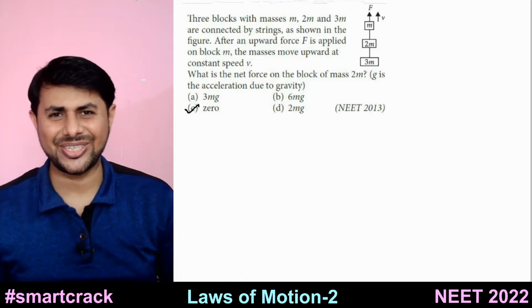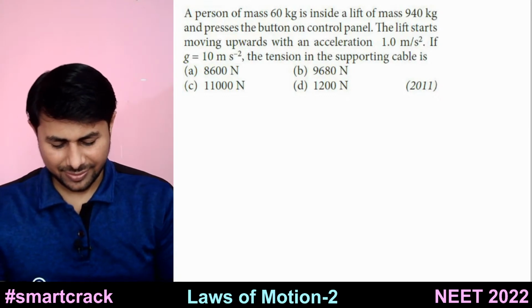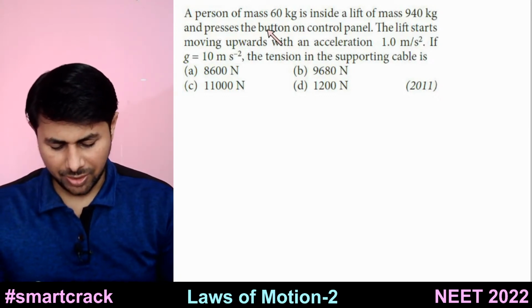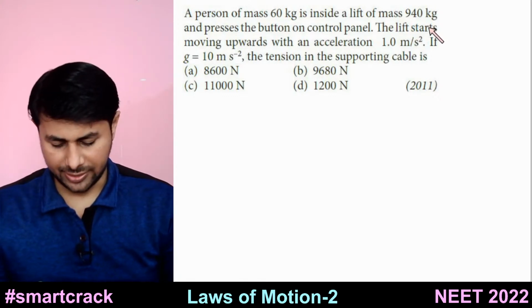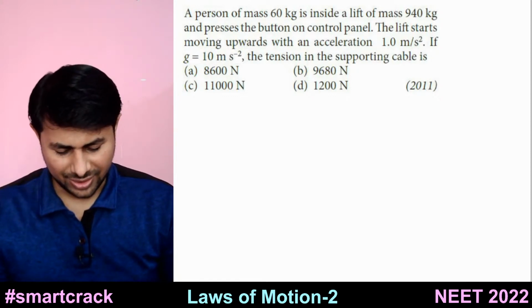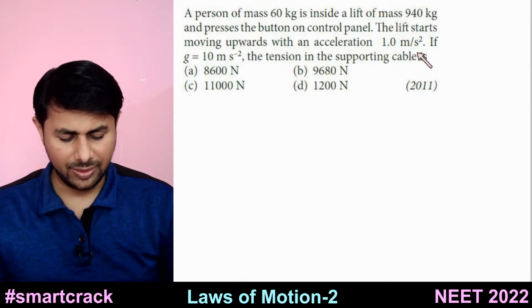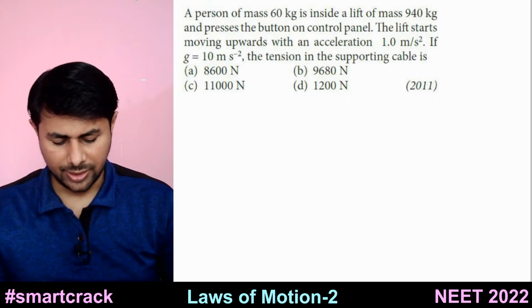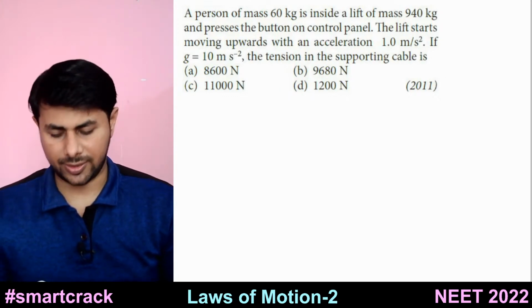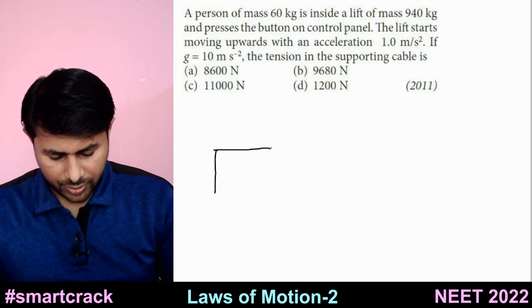So this type of question should be asked, right? Okay, let's move on to the next problem. A person of mass 60 kg is inside a lift of mass 940 kg and presses a button on the control panel. The lift starts moving upwards with acceleration 1 meter per second squared. Take g equals 10 meters per second squared. The tension in the supporting cable is? So this is a straightforward question.